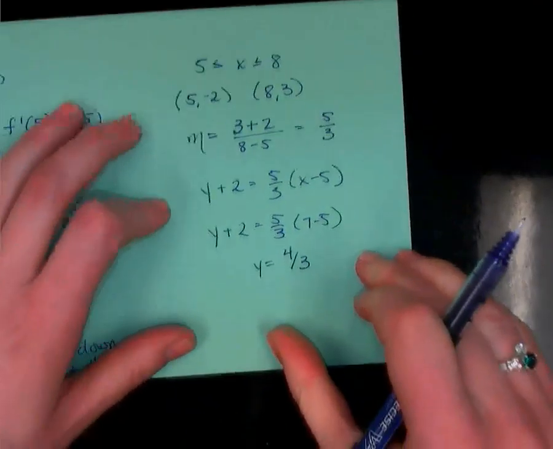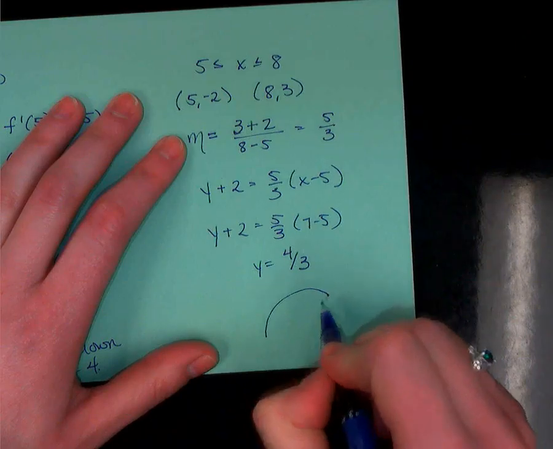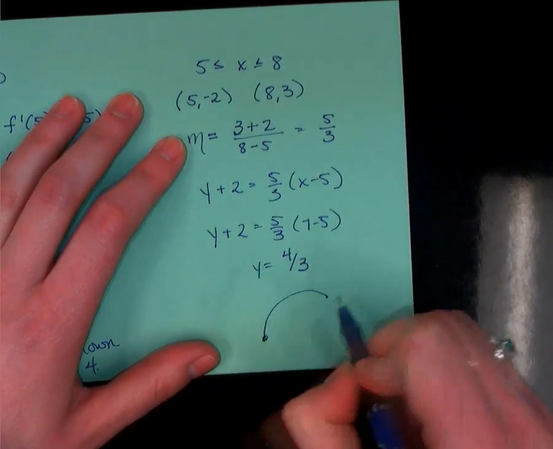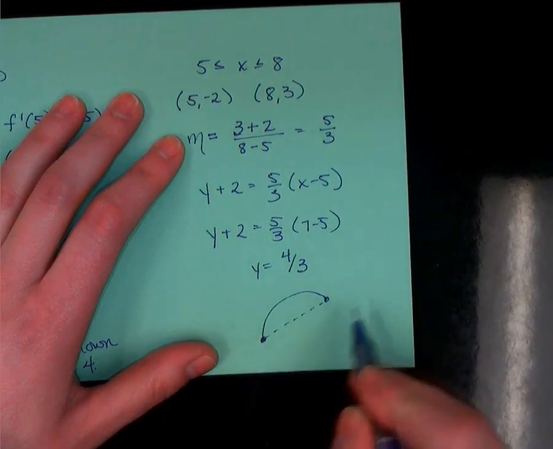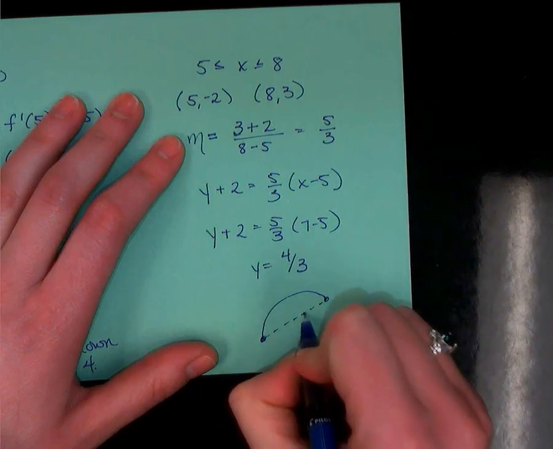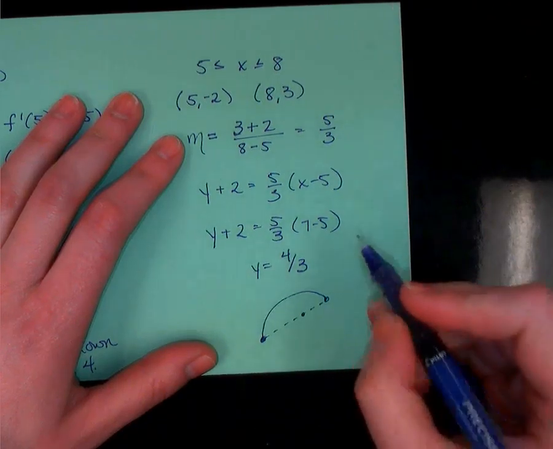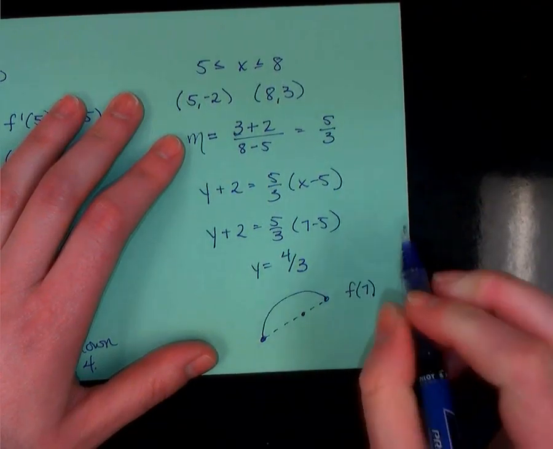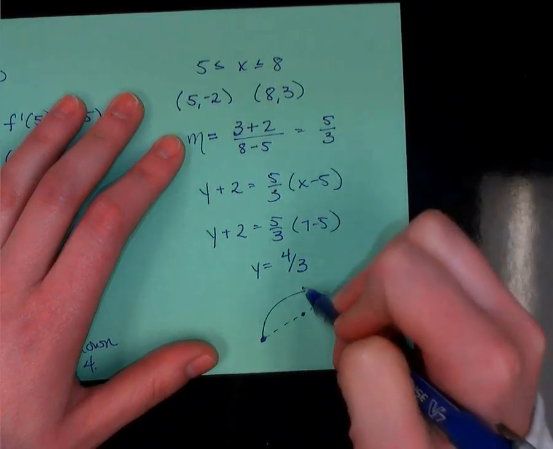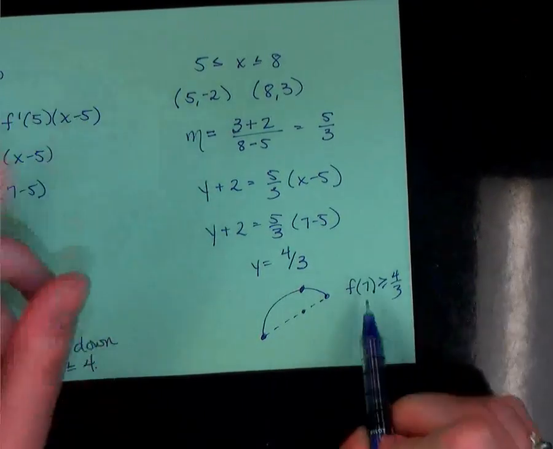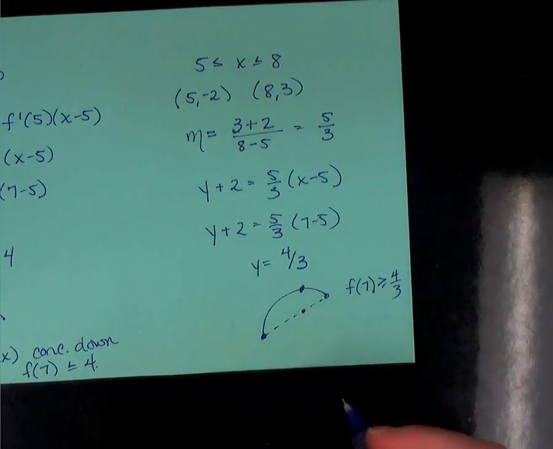Now, if you think about this, I have a function that is concave down from 5 to 8. I just found the equation of the secant line. On the secant line, if x is 7, y is 4/3. Because my function is concave down, the actual value of f of 7 has to be greater than or equal to 4/3 because the actual value of f of 7 is up here on the curve. So therefore, f of 7 has to be greater than or equal to 4/3 because f of x is concave down. And you're all set with that one.